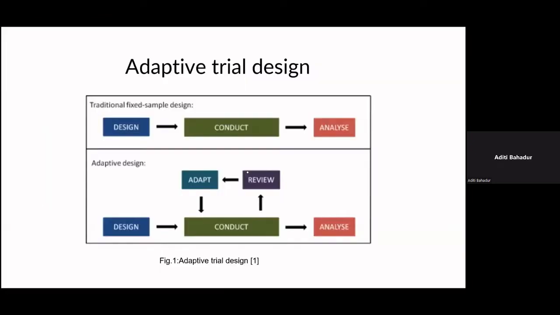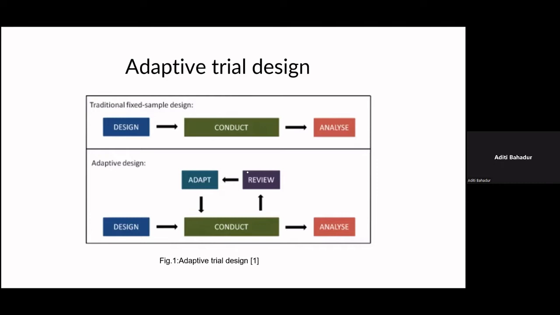So now I wanted to talk a little bit about adaptive trial design and the difference between the traditional fixed sample design and adaptive trial design. As you can see in this diagram, in a traditional fixed sample design, you have the design and the conduct, and then you analyze the data. The clinical trial design is completed before the conduct of the trial, and then the data out of the trial is analyzed.